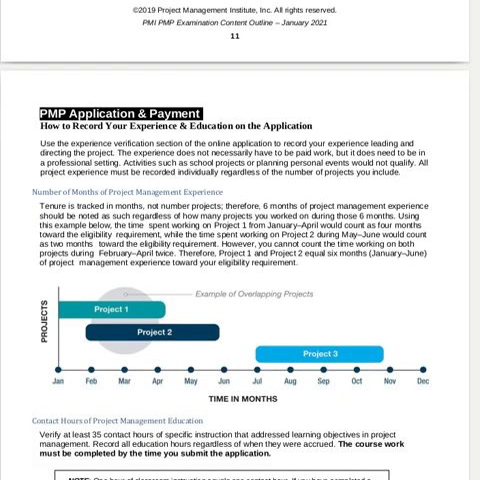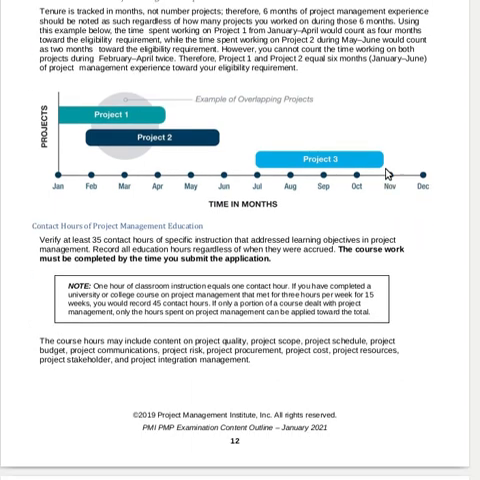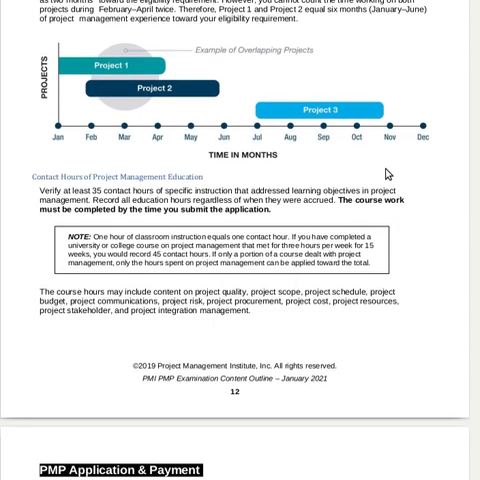Then you have to show your project management experience. Here is the very simple example. For example, project 1 was from January to April, then project 2 was February to June. So January to June you will calculate it as 6 months. Okay, so these are the approach through which you can calculate your project management experience, because when you are filling the form you must have to mention this experience as well.